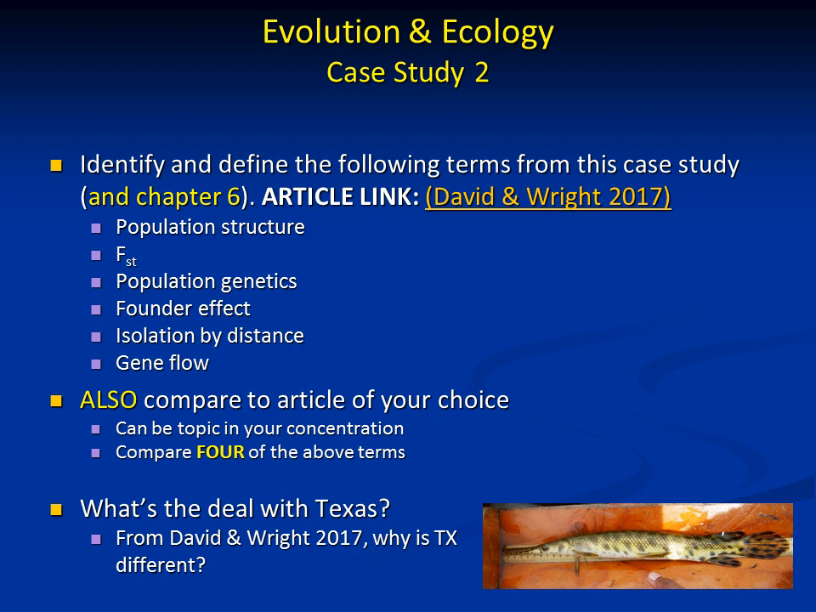So what I want you to do for case study number 2 is I want you to identify and define the following terms from this case study and Chapter 6. So the article you're going to be reviewing for case study 2 that you're assigned is the David and Wright 2017 paper. So this is based on part of our spotted gar case study, so some of that should be pretty familiar to you, looking at mitochondrial DNA and some of the landscape genetics and genetic diversity of the spotted gar population. So I want you to take a look at these terms and make sure that you're identifying them from this case study, and that's going to go in your write-up or summary of the case study, or it can go towards the end depending on where it fits.